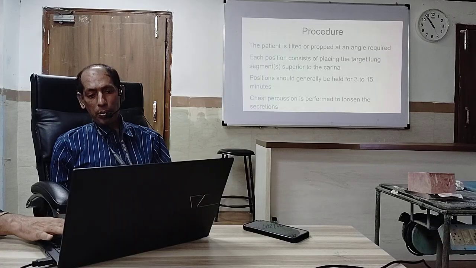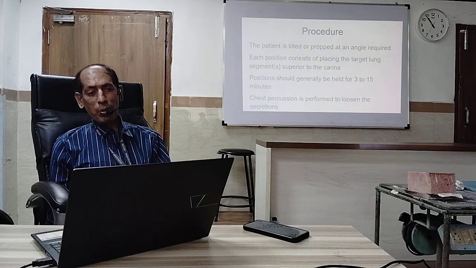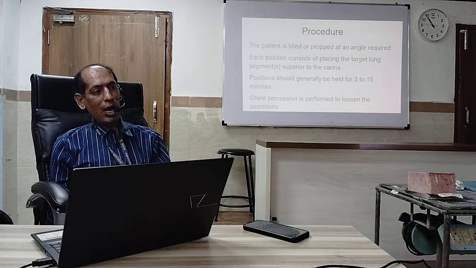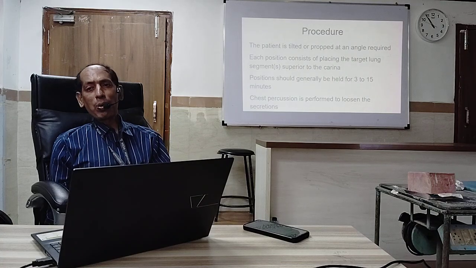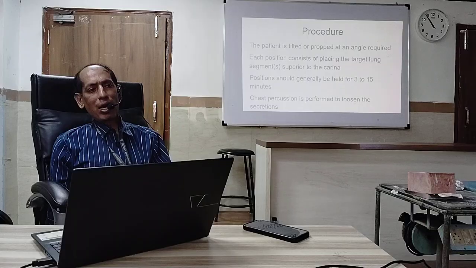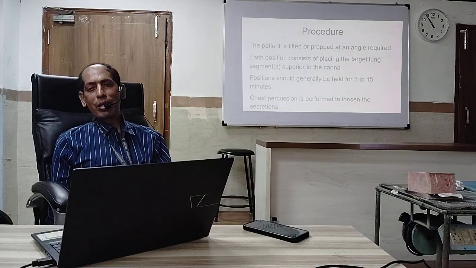Now the middle lobe. The patient is tilted or propped at an angle required. Each position consists of placing the target lung superior to the carina. What is carina? Tracheal bifurcation is called carina. You have to make sure that the segment concerned is superior to the carina. Once it reaches the carina, then it goes to the trachea, larynx, oropharynx, oral cavity, and you can spit it out.